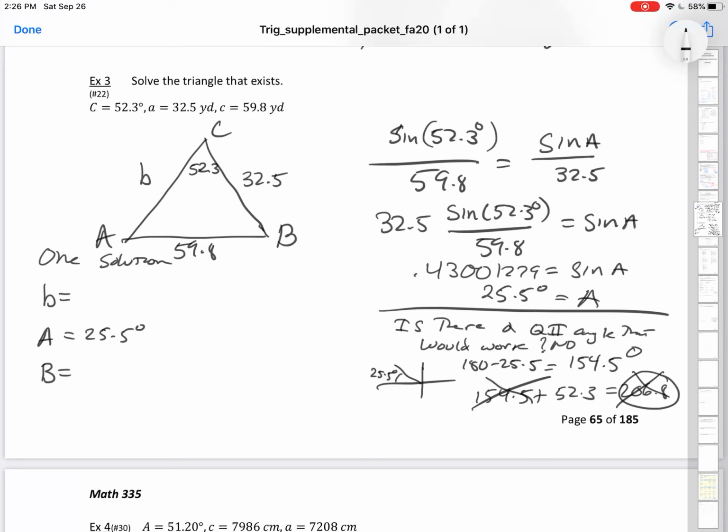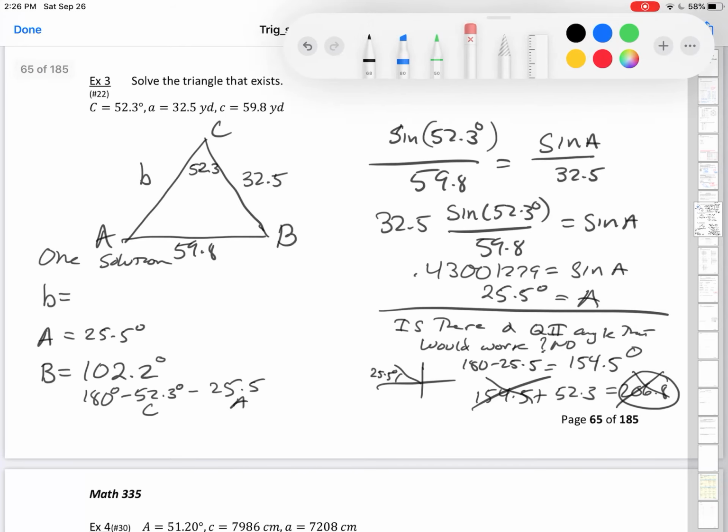And we do 180 minus 52.3 minus 25.5. And that tells us B is 102.2 degrees. So I said it, but I didn't write it. 180 degrees minus the original 52.3 degrees, which was angle C, minus angle A, which we found out to be 25.5. That's what gave me the 102.2.